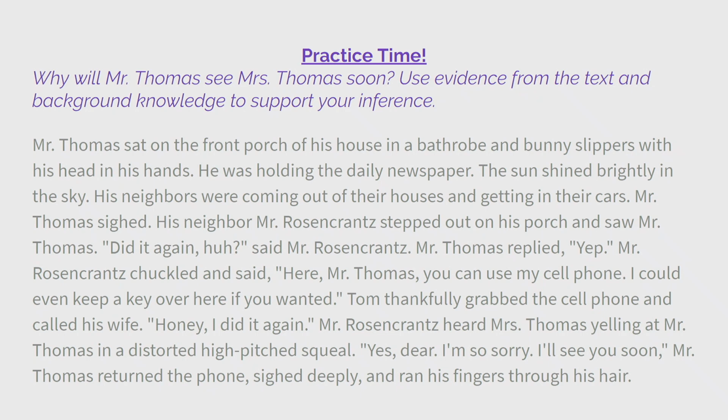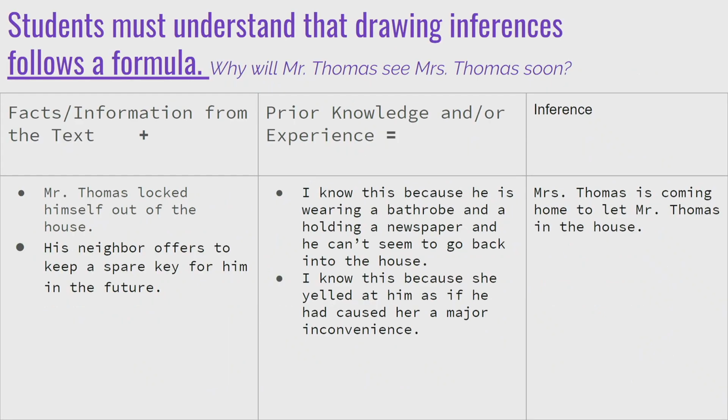Okay, so remember the question we're going to explore is, why will Mr. Thomas see Miss Thomas soon? Why will he see her soon? So remember that in order for us to draw inferences, we must follow our formula. We're going to take what we already know from the text. As we know, Mr. Thomas locked himself outside of the house. That is our first piece of evidence.